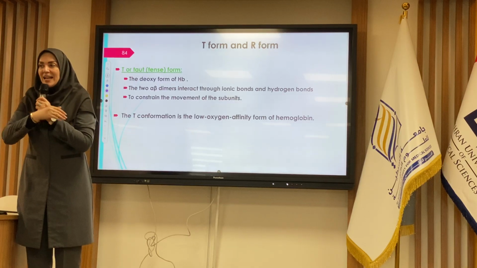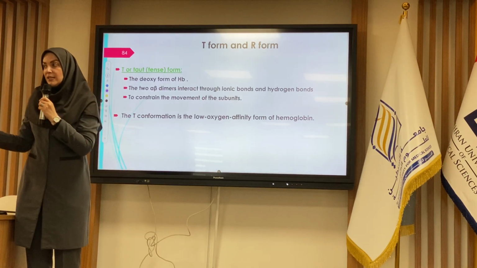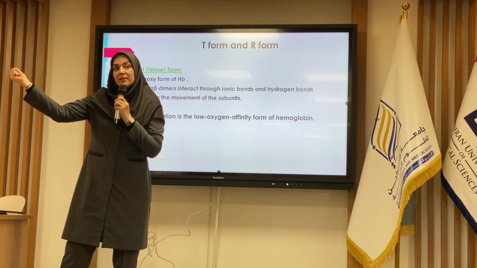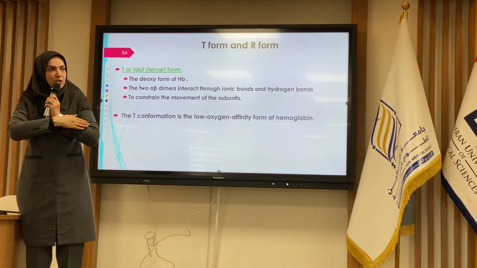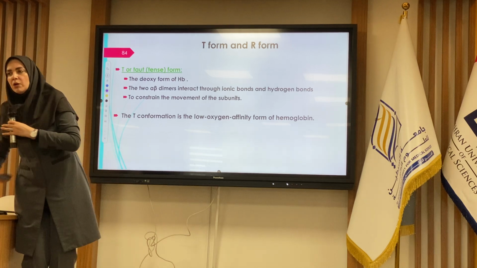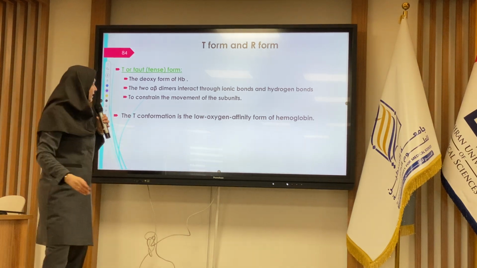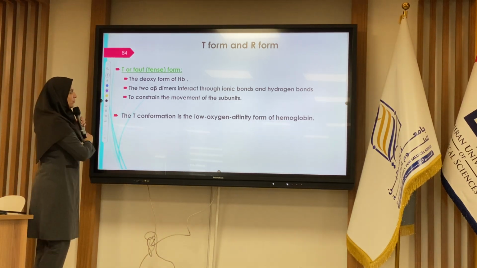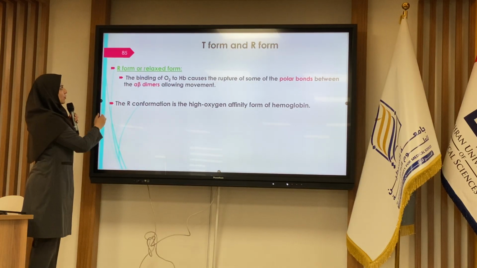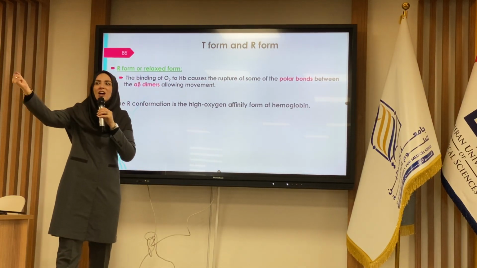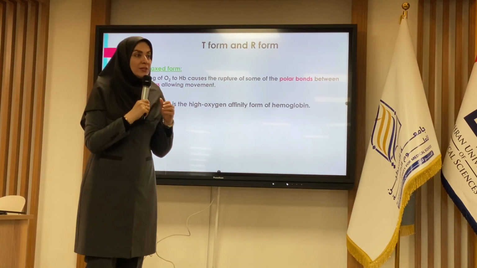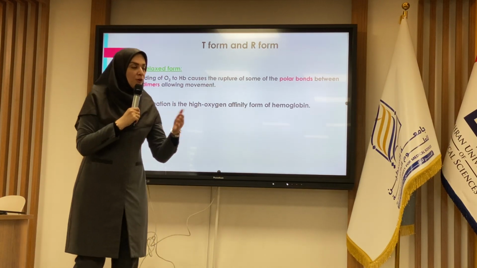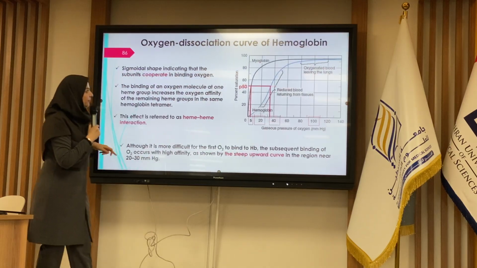So another question. Does the T form have a low affinity or high affinity? Excellent. Low affinity, near the tissue. It doesn't like oxygen because you want to release it. Okay? So you have the T form. And in contrast, you have the R form, high affinity in the lung, and this is the oxy form of the hemoglobin.